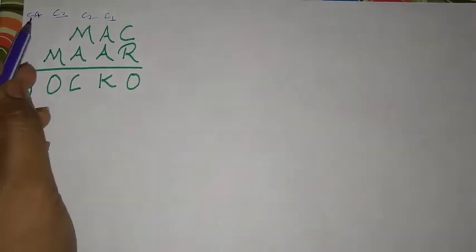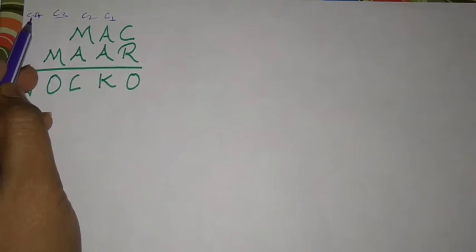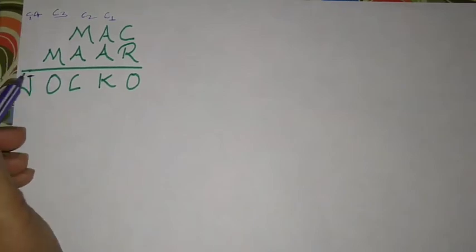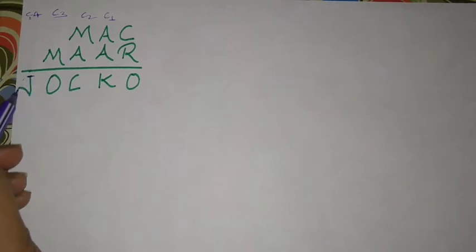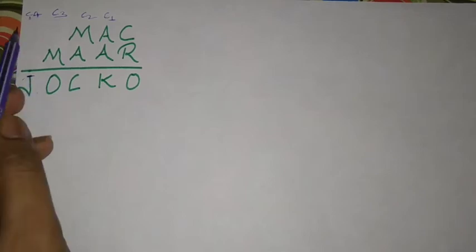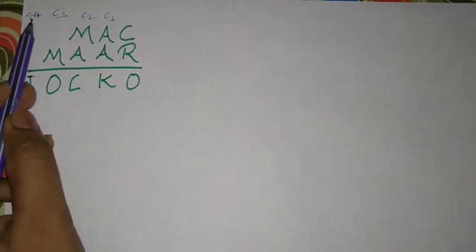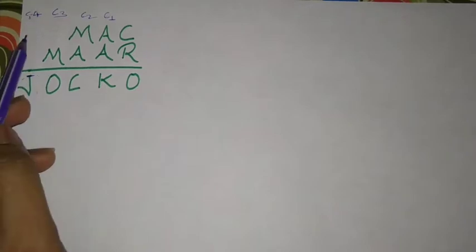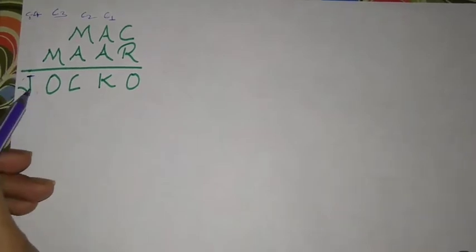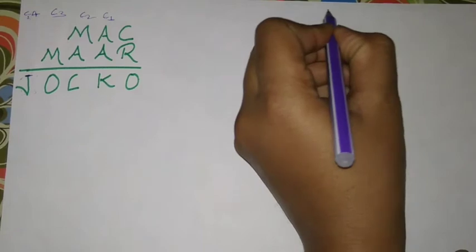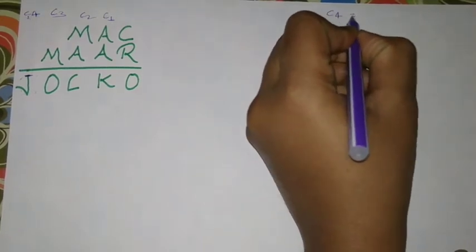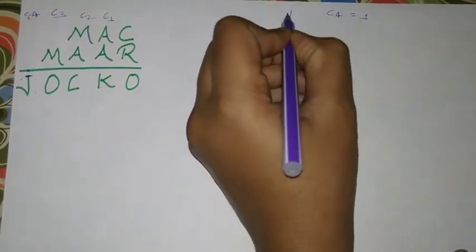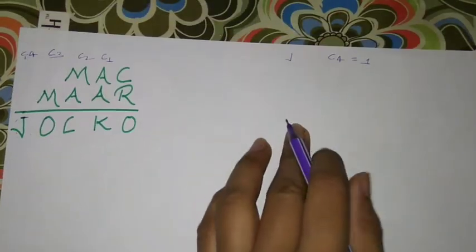So we take the possible value of C4 as 0 or 1, but we know that the leftmost value can never be 0, so we take the value of C4 as 1, so that we get the value of J as 1. So here we take the value of C4 equal to 1. That's why we get the value of J equal to 1.